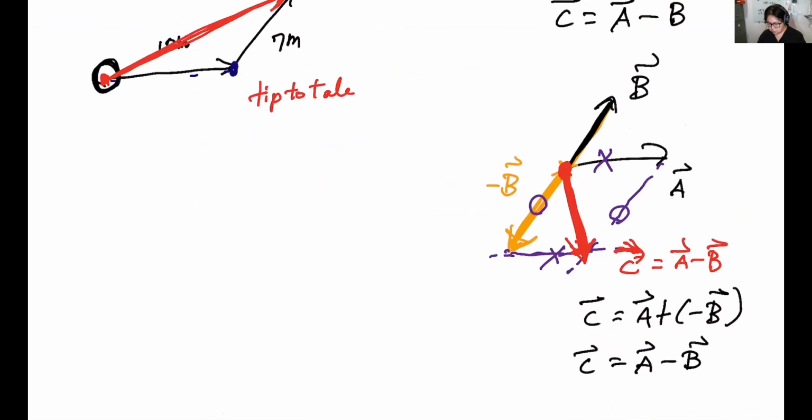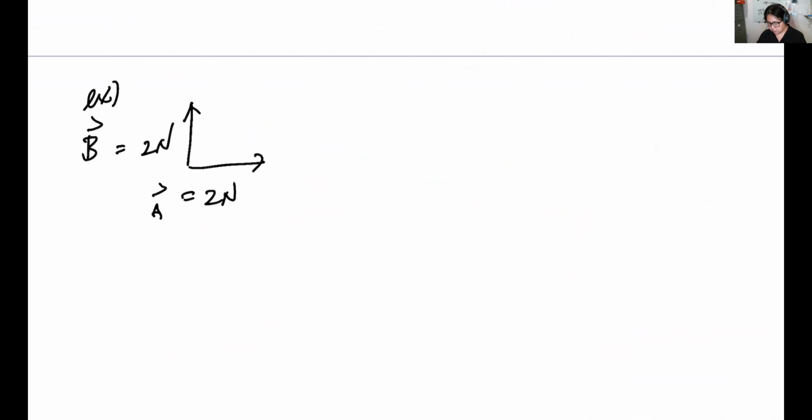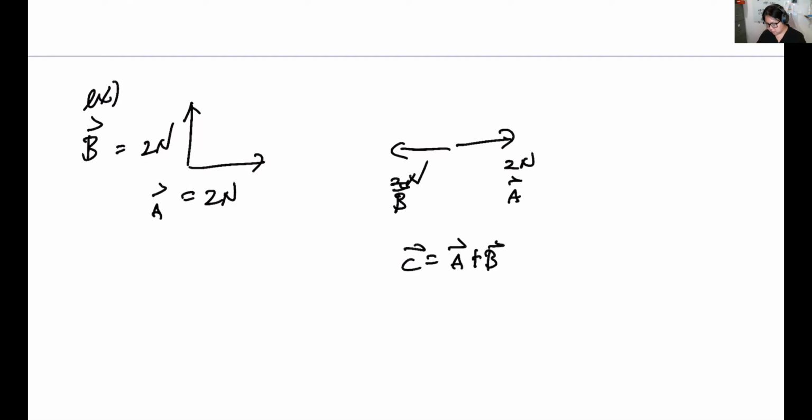Okay, so here I can have an example again: this is 2 Newton, 2 Newton. What is the resultant of these two? Again, this is A and B. What's the C, which is A plus B? What is it?